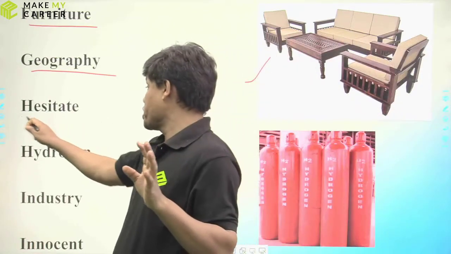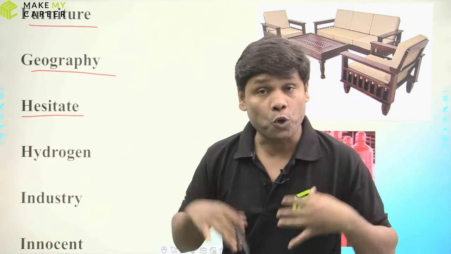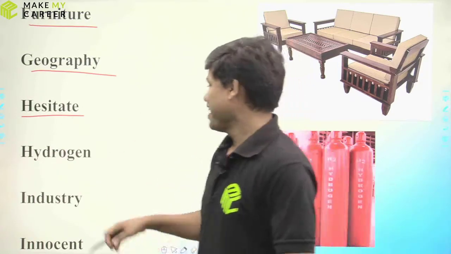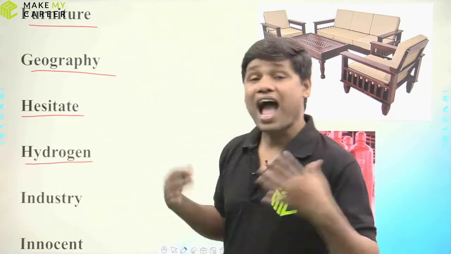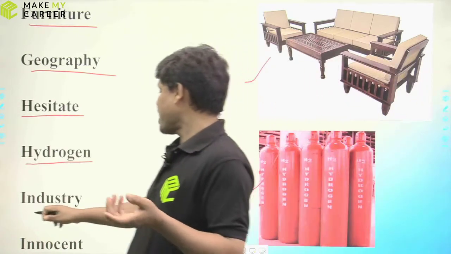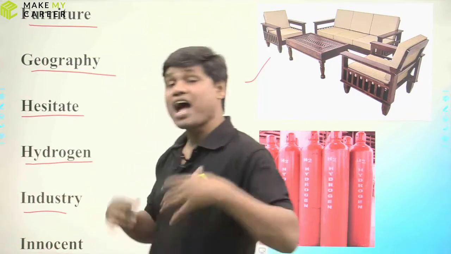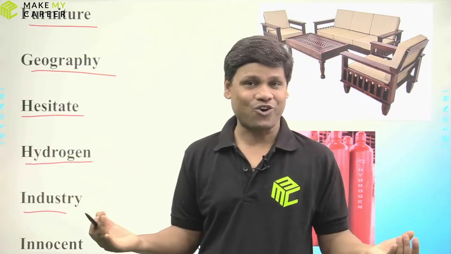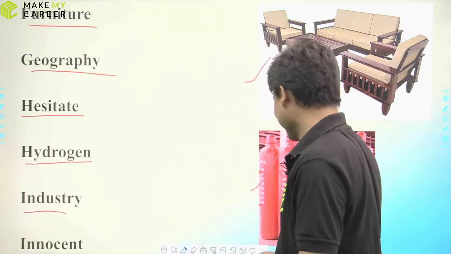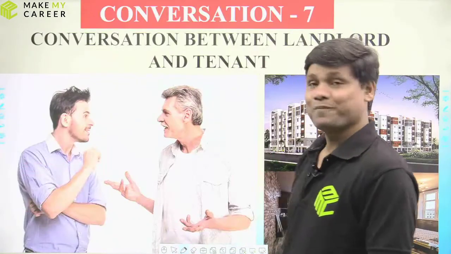Now hesitate. Don't hesitate to open your mouth. Open your mouth and speak as much as you can. Next one, hydrogen. Hydrogen, right? This is the picture of hydrogen. Industry. And this is innocent. How innocent you are. He's innocent. She's innocent. All are innocent.